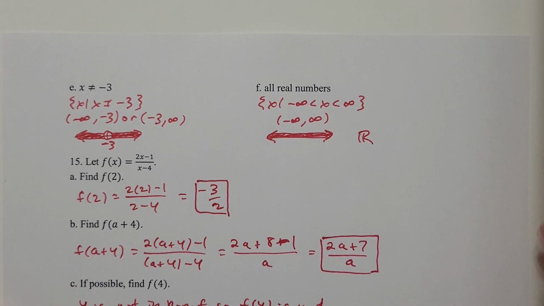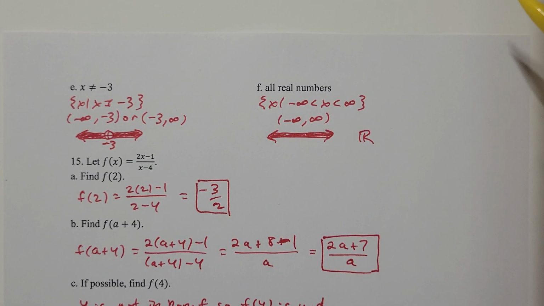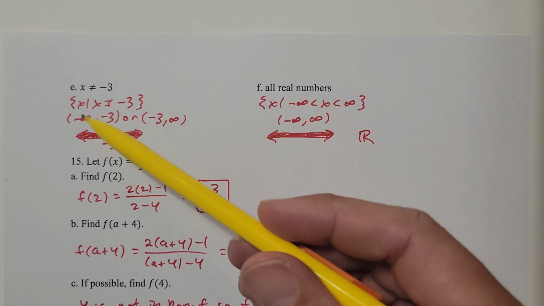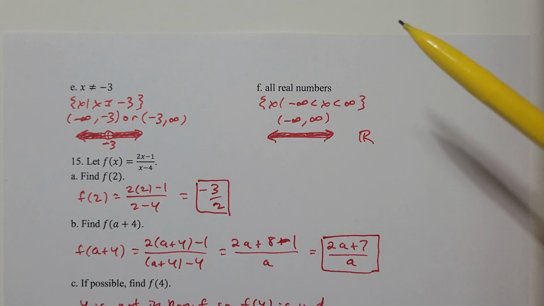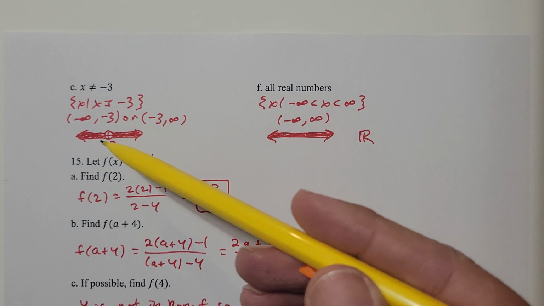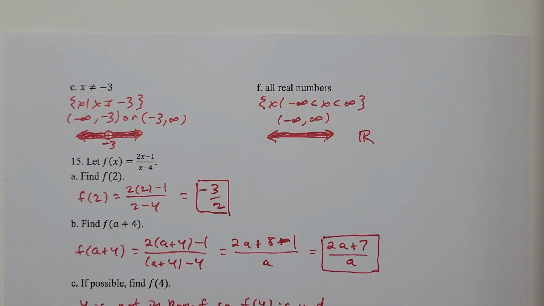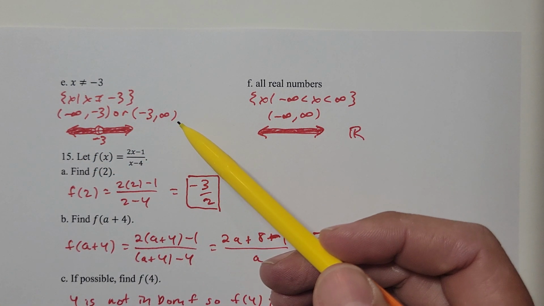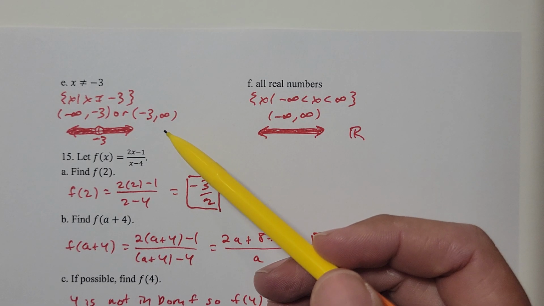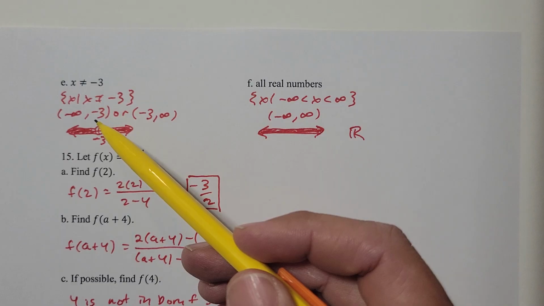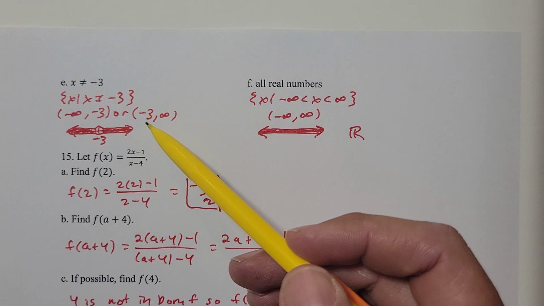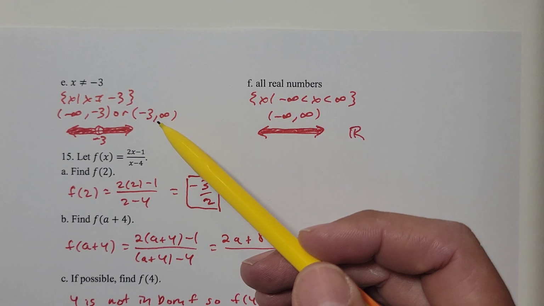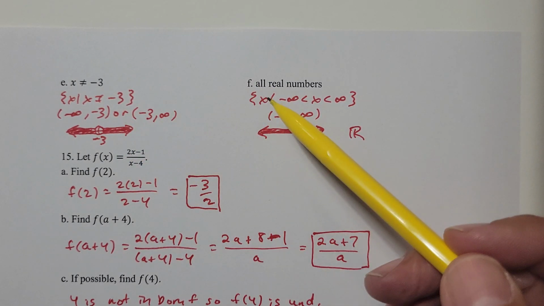We'll do part E and part F here. So part E, I got x, which is not equal to negative 3. So as a set, I would say the set of all x such that x is not equal to negative 3. As an interval, we're including any number, just not negative 3. Okay, so anything less than negative 3, that's going to be represented, or anything bigger than negative 3, that's also going to be represented. So negative infinity, comma, negative 3, parentheses at both ends, or negative 3, comma, infinity, parentheses at both ends.